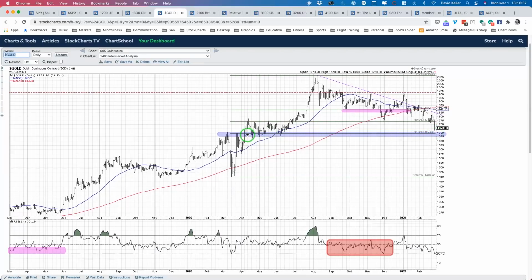1700 is a really good level. That's sort of the level from last spring where it found congestion. It was a congestion area. It's also a 61.8% retracement of the major part of the recent rally. I think overall that could be a decent place, but until the trend turns higher, the trend is down. It's oversold right now, and as of today's close, it probably is completely oversold. So that's a chart I would certainly be watching to see if we're near an inflection point on something like gold. But I'm going to wait and see how the trends actually evolve.